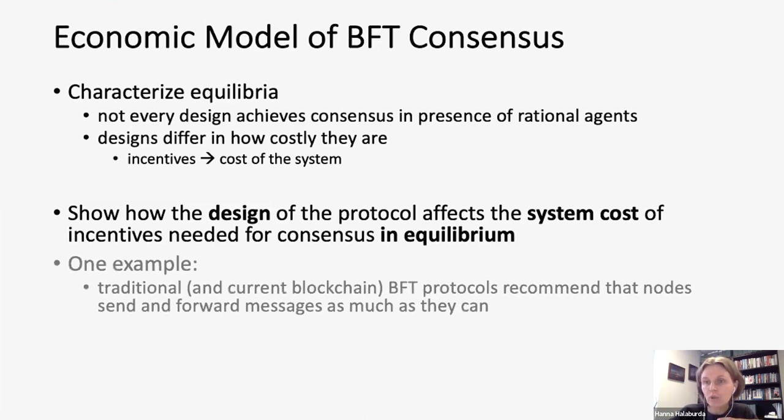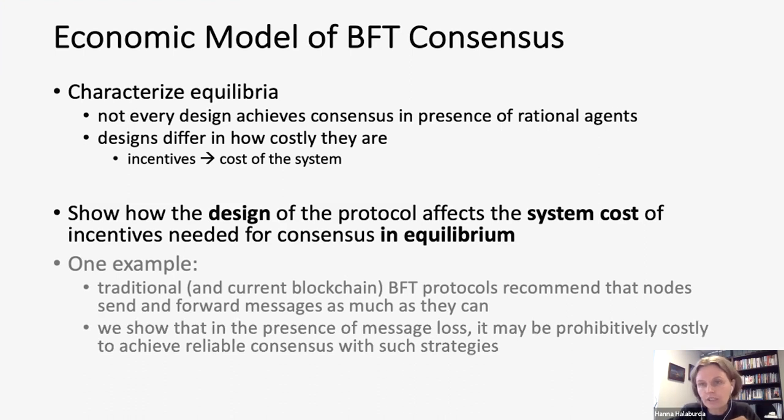One example of what our results lead to is that in traditional Byzantine fault-tolerant protocols, it is recommended that nodes send and forward messages as much as they can, in a sense, with probability one. And if they cannot with probability one, if there is some loss of messages, then you should send as quickly as much as you can. If you can only send with probability 0.9, send with 0.9. We don't want to lose messages or restrict messages on purpose.